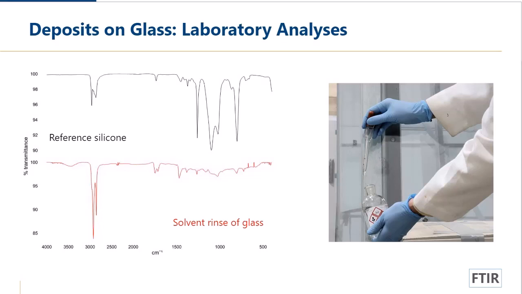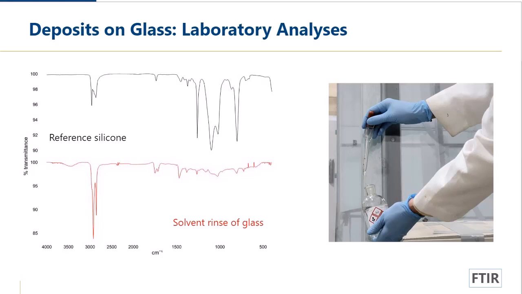So what we did is we took a solvent that would dissolve silicone but wouldn't dissolve things like glass or dirt or debris, ran it down the glass and collected the material, and then analyzed it using FTIR spectroscopy. So here's some FTIR plots.